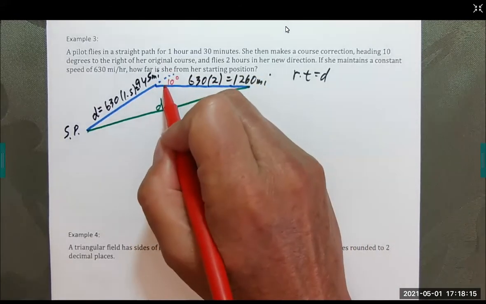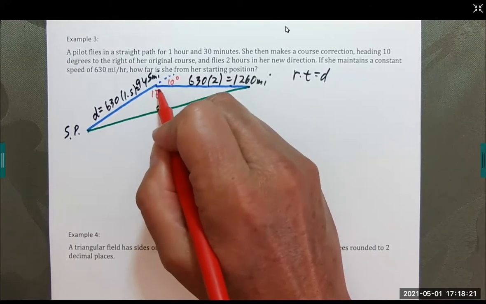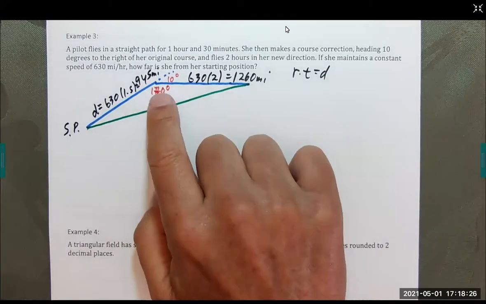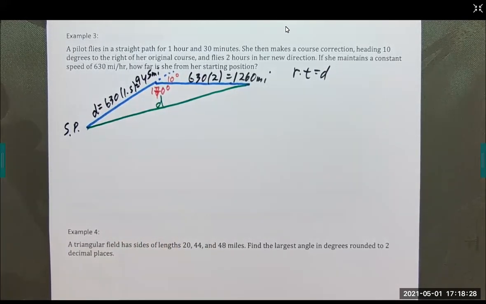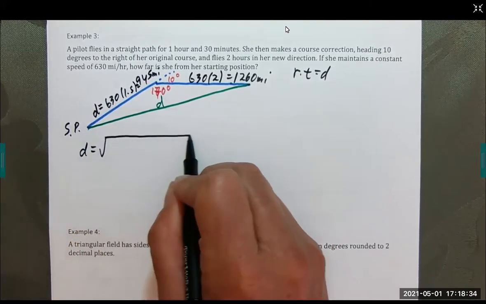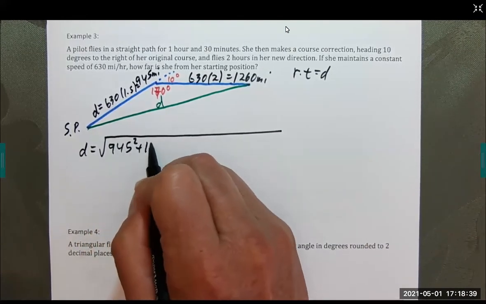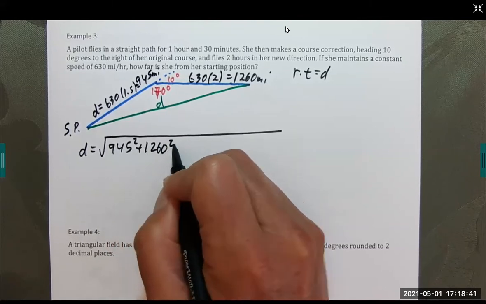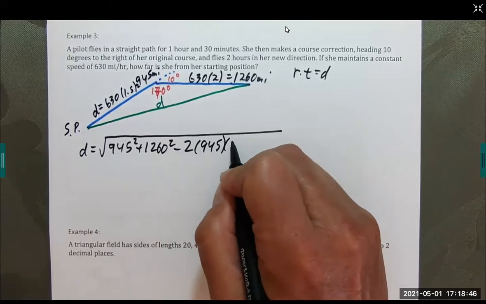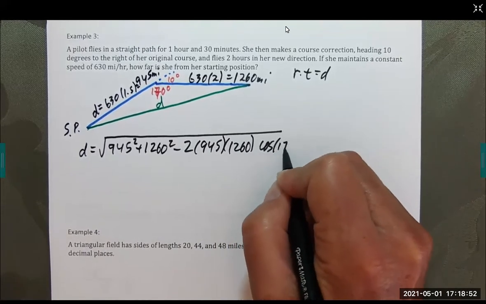Now, we also have the small matter of this angle here. If this here is 180 degrees and this is at 10 degrees away from it, that's making this 170 degrees. So now we have side, angle, side. So D is equal to the square root of 945 squared plus 1,260 squared minus 2 times 945 times 1,260 times the cosine of 170 degrees.